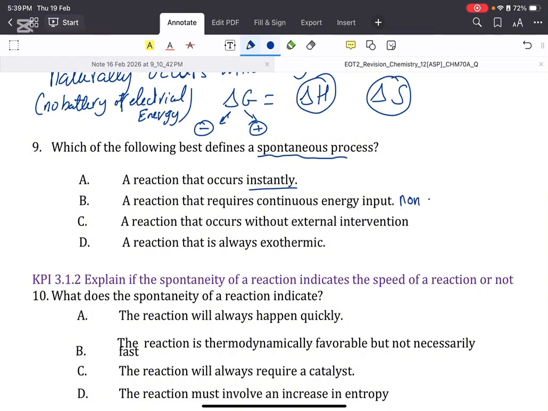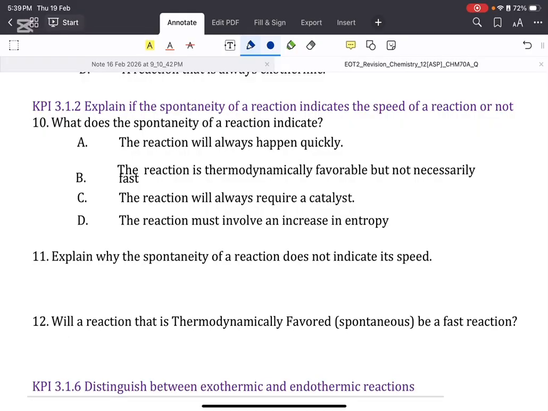That is the definition of non-spontaneous. The answer is C. Spontaneous means a reaction that occurs without any outside or external intervention. What does the spontaneity of a reaction indicate? Spontaneity of a reaction indicates that a reaction can happen and it has enough energy to do work.